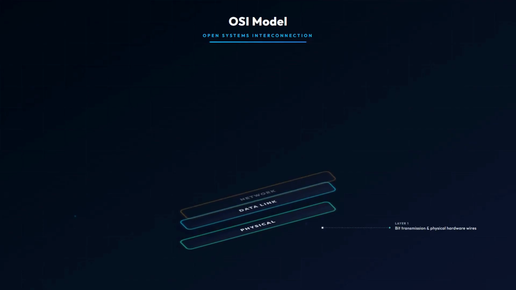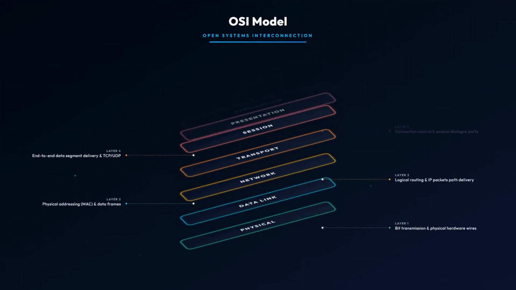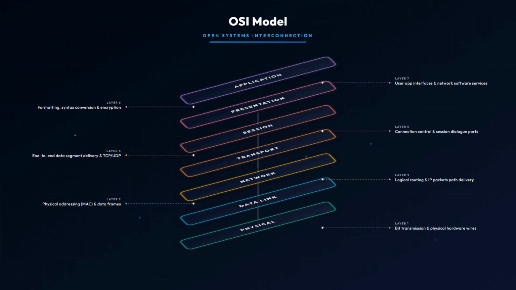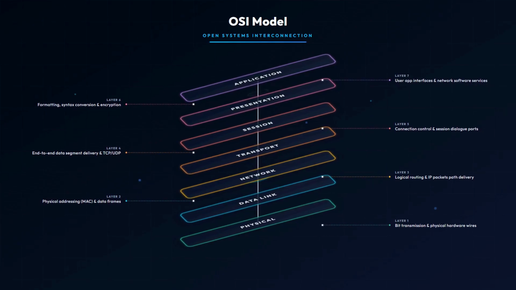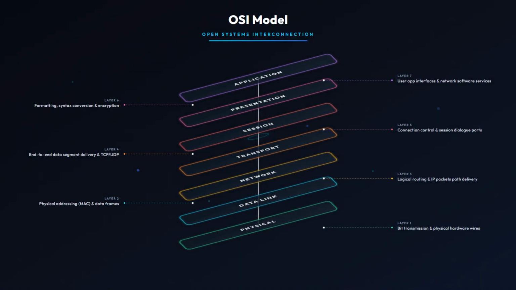So the OSI model stands for Open System Interconnection Model. It was created by the International Organization for Standardization, or ISO. The goal was very simple: create a standard framework that explains how computers communicate over networks. Think of it as a blueprint for communication.